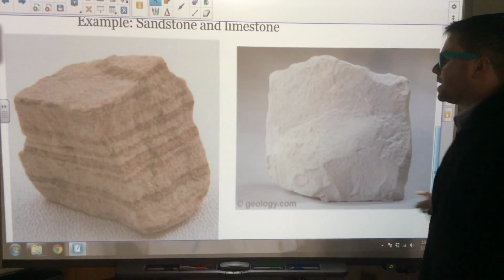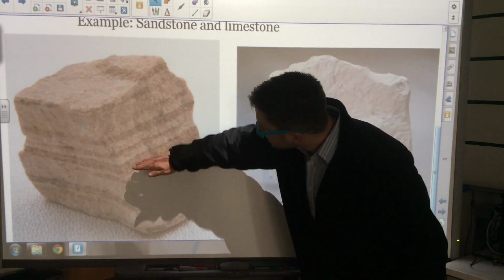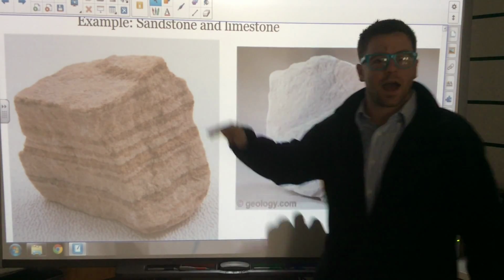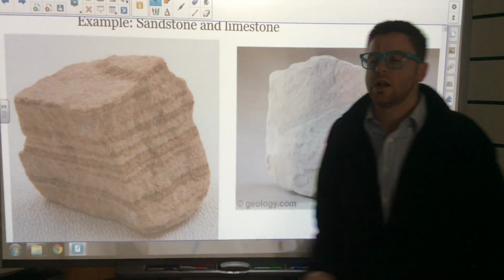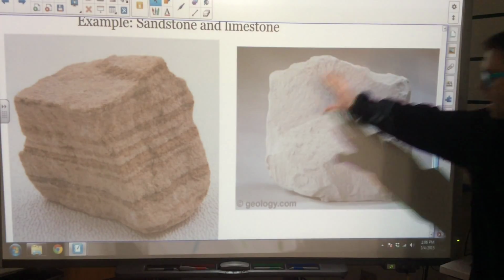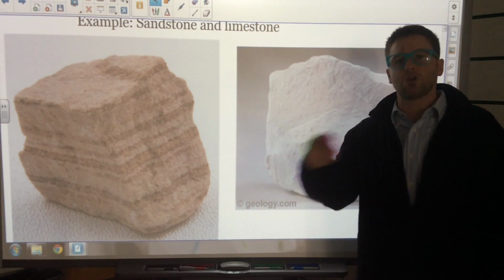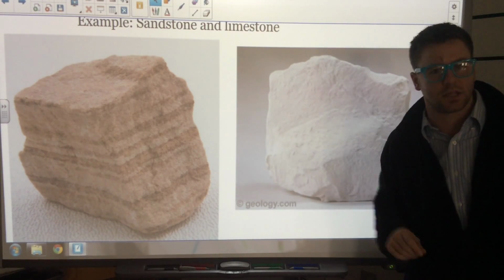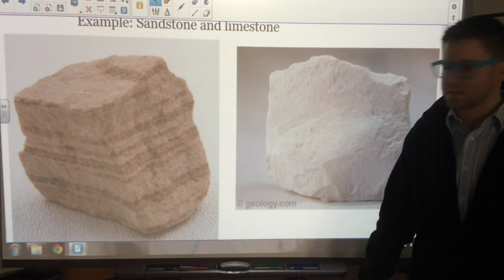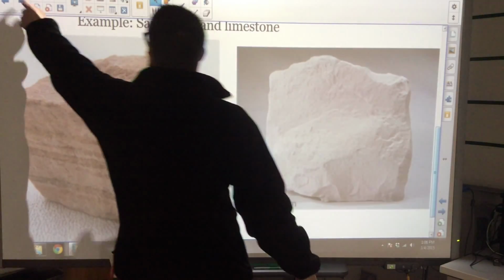Okay? Here are two examples. So this looks pretty close to the sample that I just showed you, where you see the layers. Okay? And you've got different color sediment and different thickness layers and so on. And then you've got limestone. Limestone is a much smaller sediment and a much more uniform stone. So you're not going to have the layers like you do with sandstone. But limestone is another example of sedimentary rock. Okay?